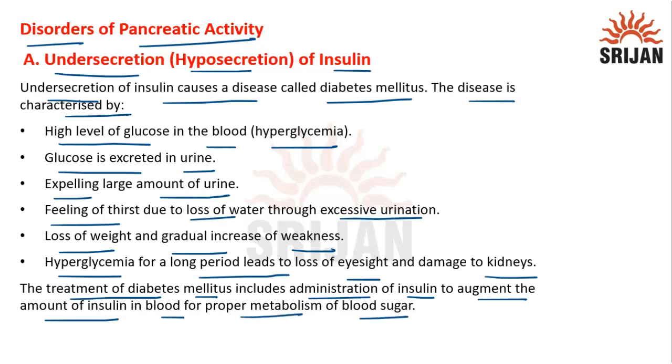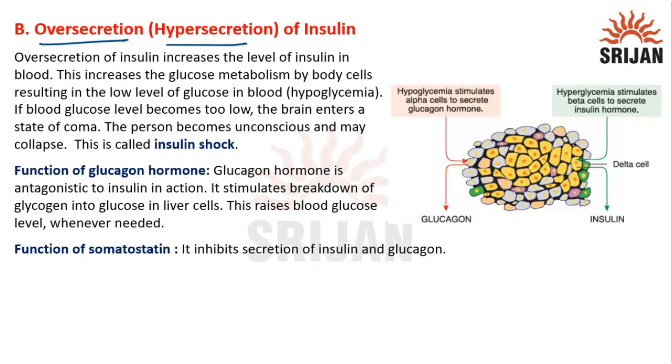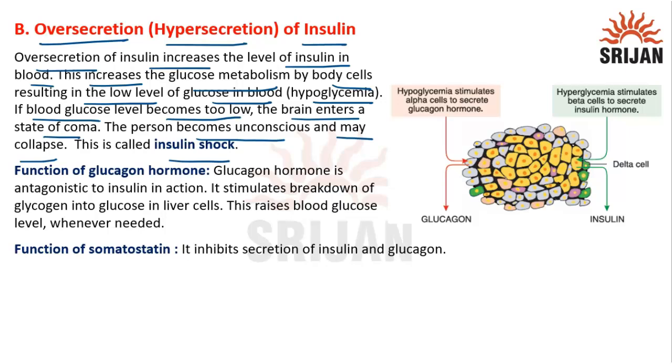Then oversecretion or hypersecretion of insulin. Oversecretion of insulin increases the level of insulin in blood. It increases the glucose metabolism by body cells, resulting in a low level of glucose in blood, that is hypoglycemia. If blood glucose level becomes too low, the brain enters a state of coma. The person becomes unconscious and may collapse. This is called insulin shock.